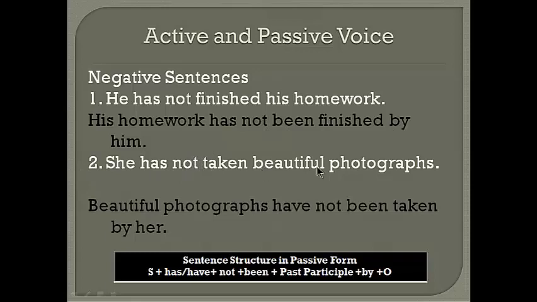She has not taken beautiful photographs. Beautiful photographs have not been taken by her. If you look at this one, this object which has taken the subject place in the passive form, beautiful photographs, have not been taken by her. We have here have because it is not singular, it is plural.